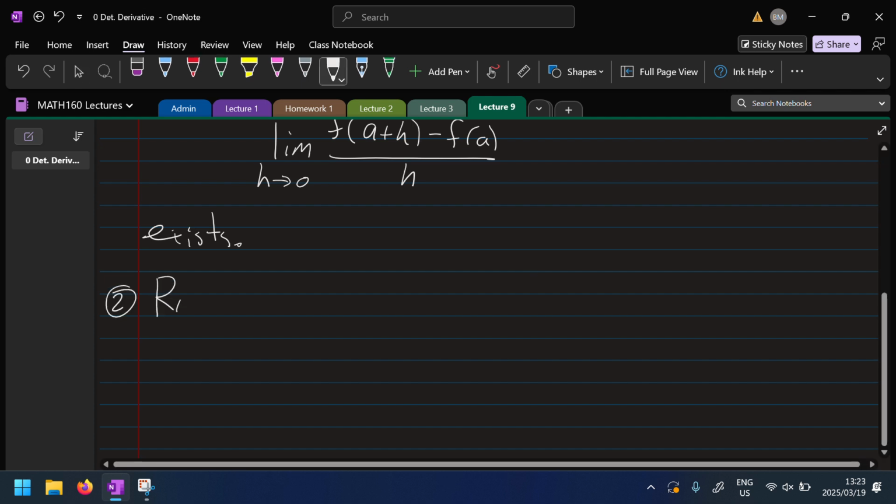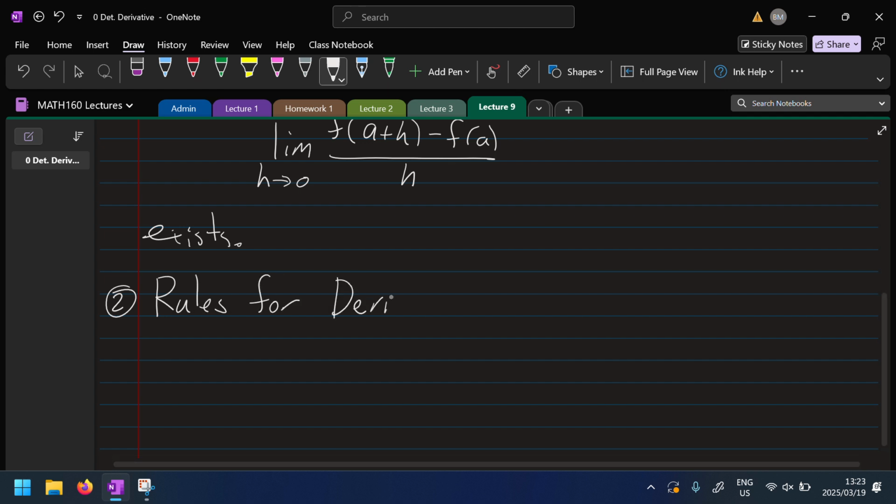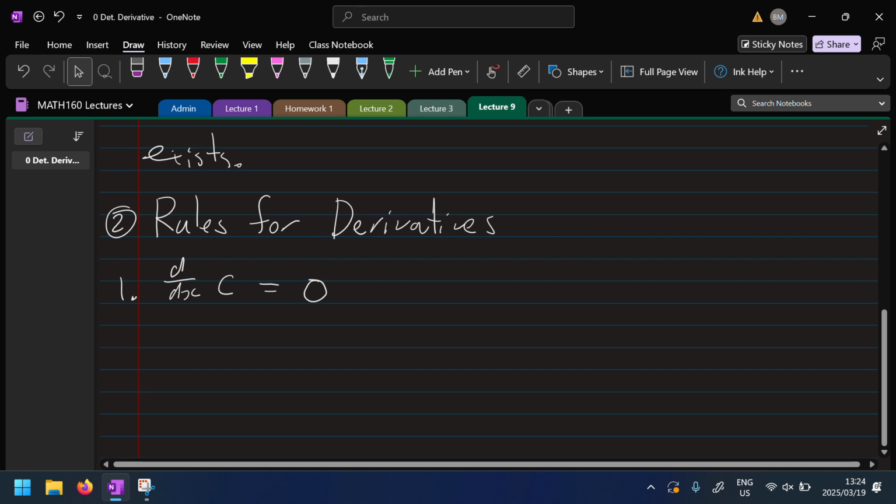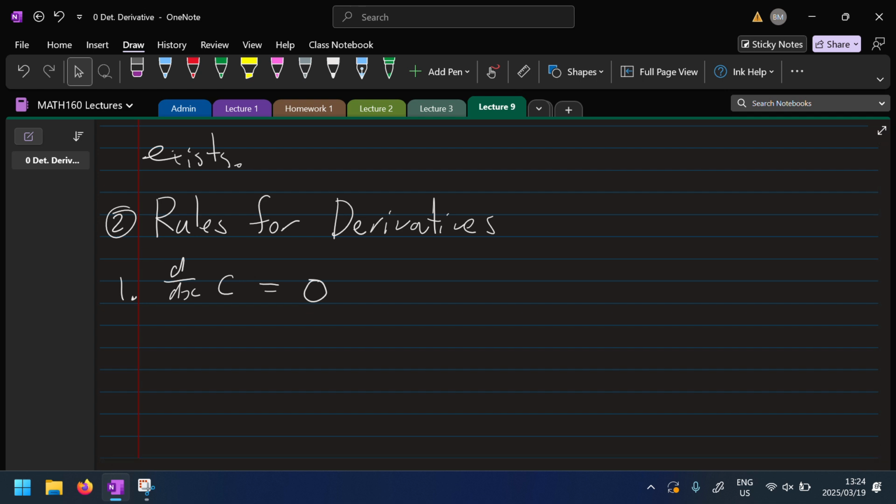Okay, so rules for derivatives. Okay, so rule number 1, if we have the derivative of some constant c, then this is going to be 0. Okay, some of these I'll prove for you. So how do we get this? I'll prove a few of them for you. The rest I'll leave for homework.